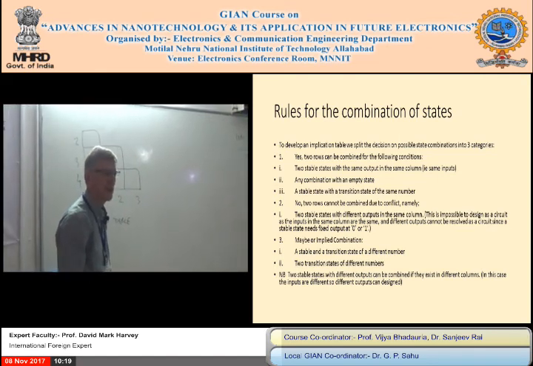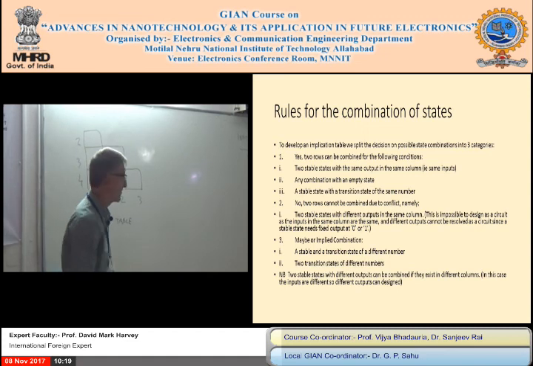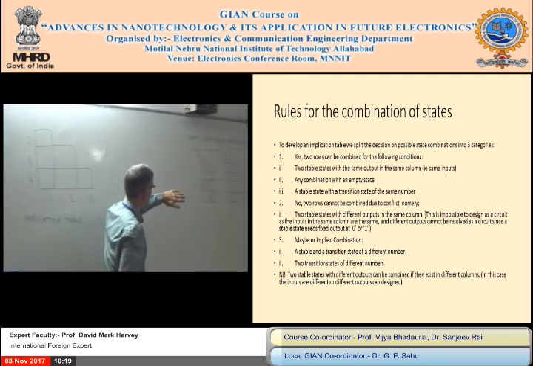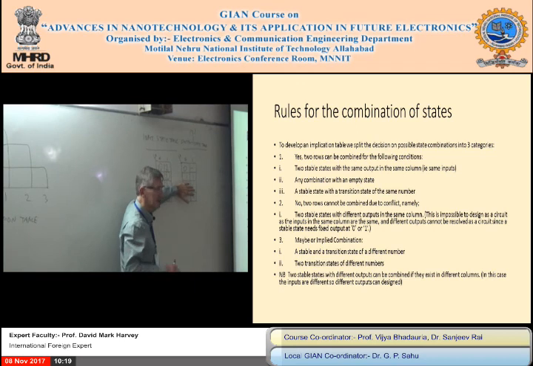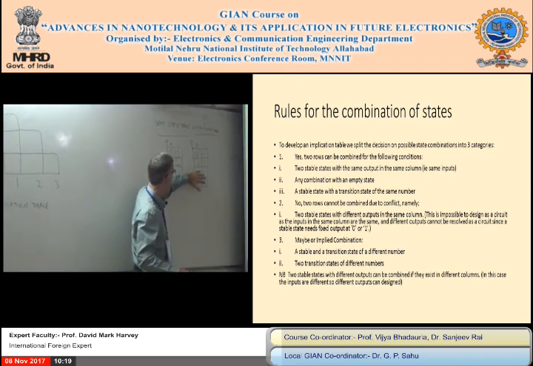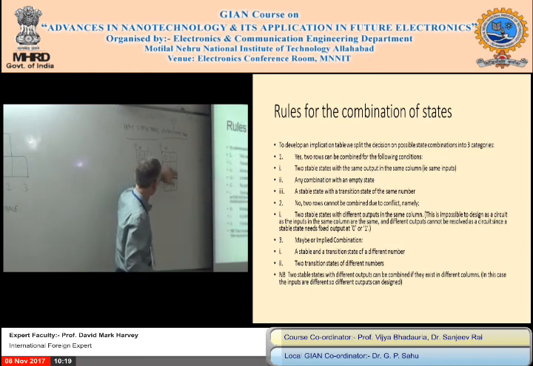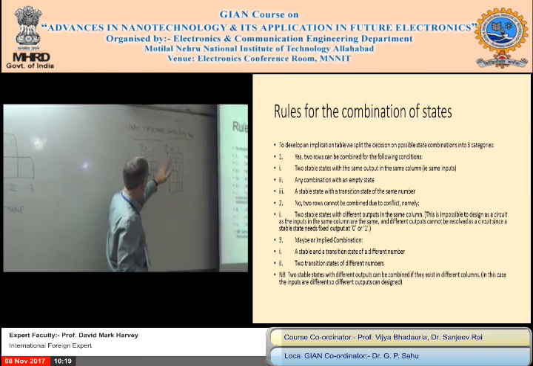Okay, you ready to go? Yeah, so first one, start at the top, state 1 and state 2. Can we combine them? So we're looking at the top 2 rows. So we mask out the others, we're not interested in the other rows. We're just looking at the state 1 row, which is stable state 1, and the state 2 row. So we have to look at it column by column.